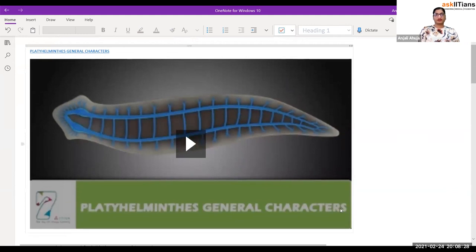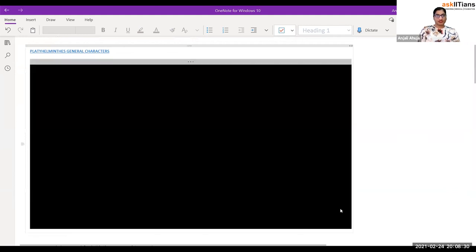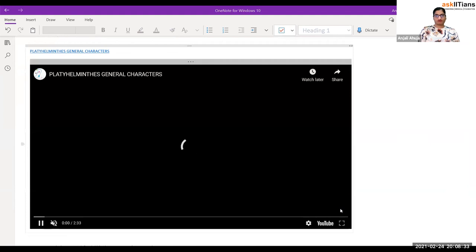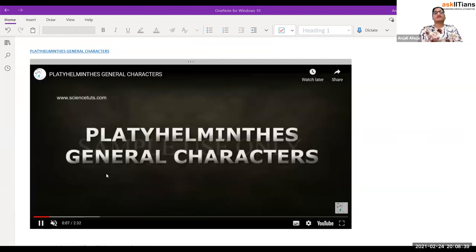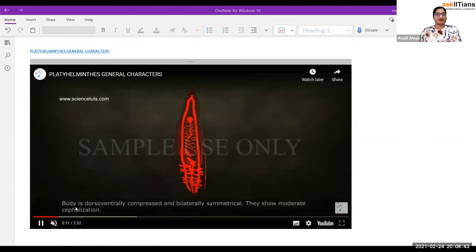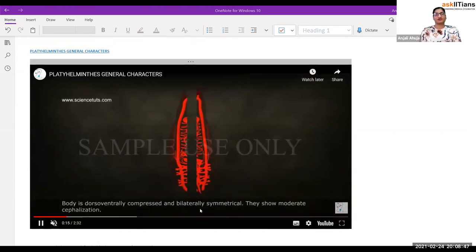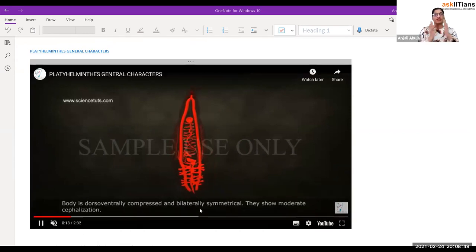Hold on for a second. I'm going to share computer sound. No, computer sound sharing is not needed. I'll speak by myself. So this is the Platyhelminthes general characteristics. Their body is dorso-ventrally flattened, as I told you, and they have bilateral symmetry, meaning you can divide the body into two halves.